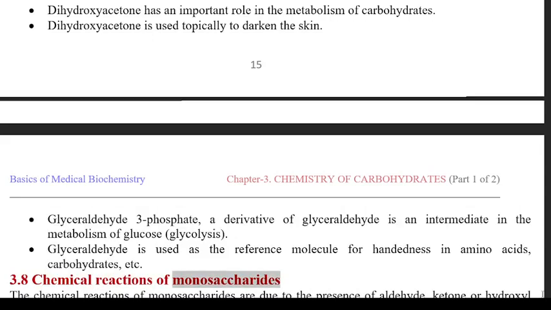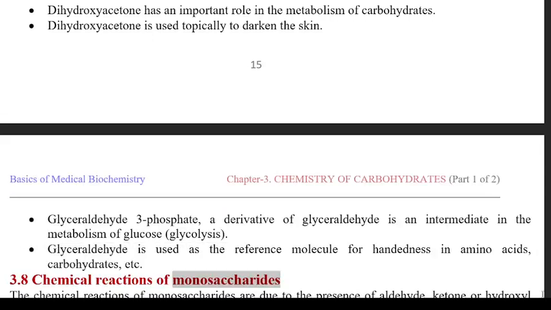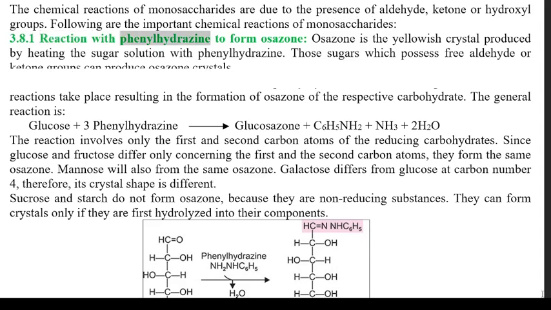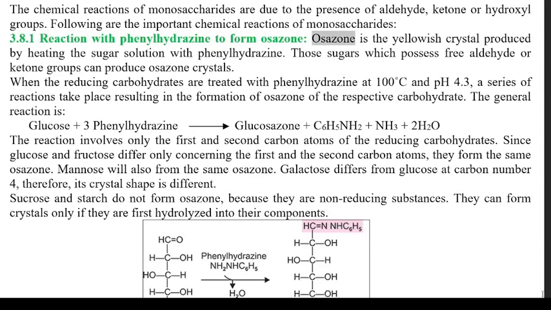3.8 Chemical reactions of monosaccharides. The chemical reactions of monosaccharides are due to the presence of aldehyde, ketone, or hydroxyl groups. Following are the important chemical reactions of monosaccharides. 3.8.1 Reaction with phenylhydrazine to form osazone. Osazone is the yellowish crystal produced by heating the sugar solution with phenylhydrazine. Those sugars which possess free aldehyde or ketone groups can produce osazone crystals.